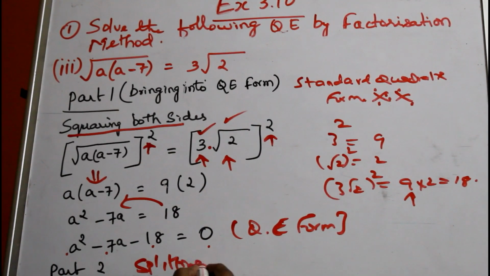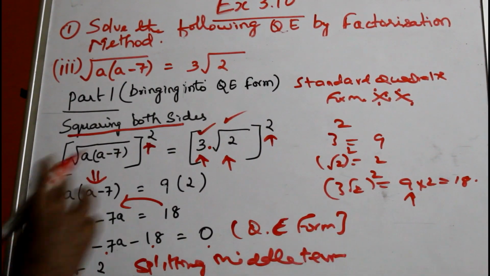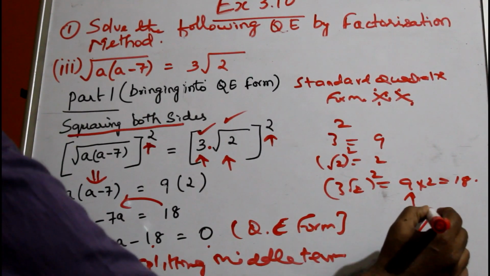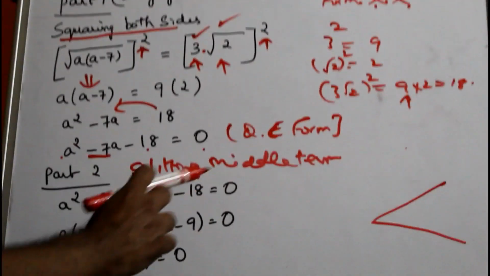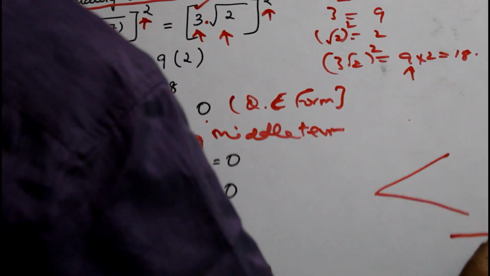Splitting middle term. So this is very important. We have to split the middle term now. Now the middle term is minus 7. So put it like this, or you can put it like this also if you are accustomed. But this is one of the methods you can do. Part 2 is splitting the middle term. So the middle term you put here as minus 7.